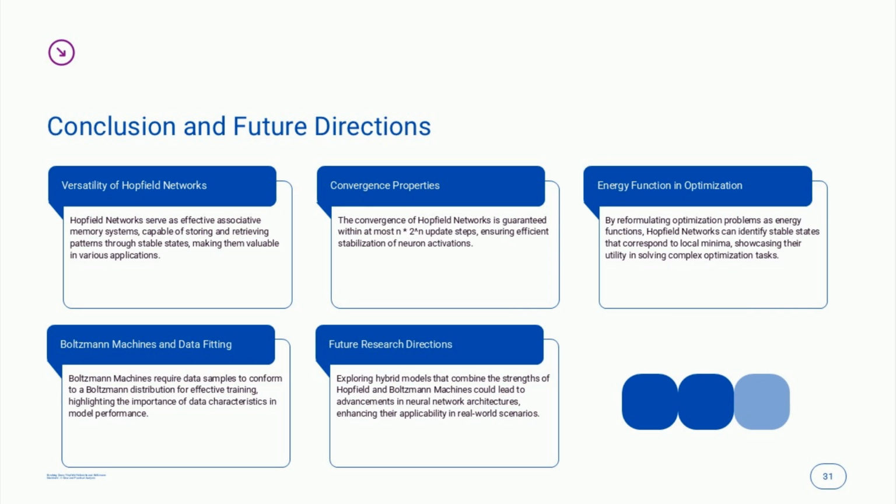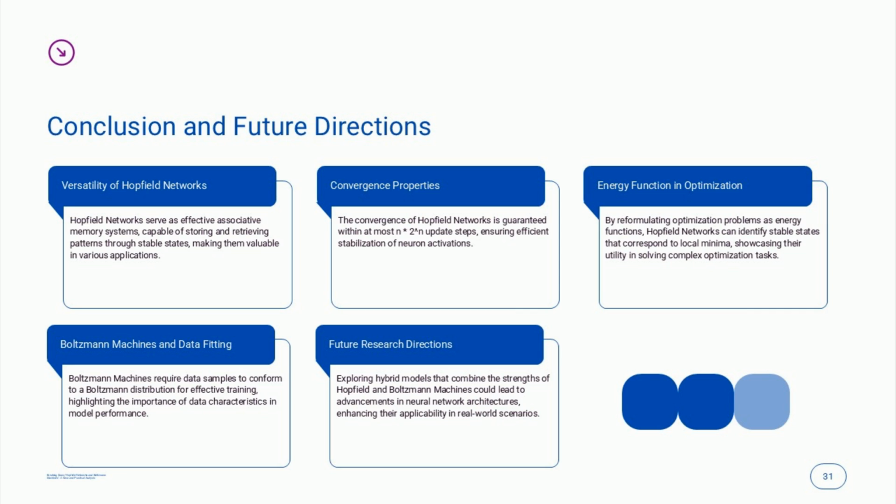Convergence properties. With guaranteed stabilization in a finite number of steps, Hopfield networks highlight the beauty of structured learning. It's like finding the fastest way through a maze. You may take a few turns, but you're always assured of reaching the exit. Energy function. In optimization, by transforming complex optimization problems into energy functions, these networks demonstrate how to untangle intricate puzzles, showcasing their practical use in tasks like the traveling salesman problem or even network design.